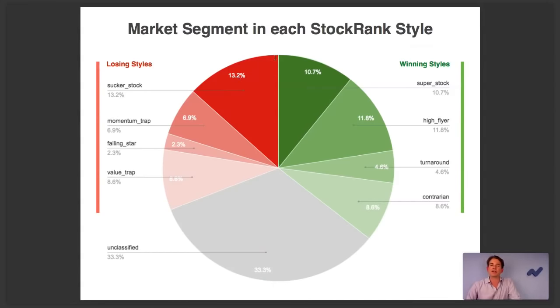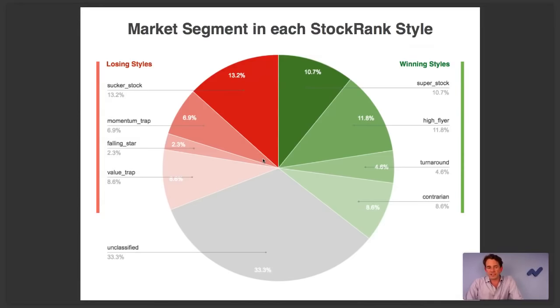Roughly there is about a third in each of three segments. Winning styles is about a third of the market, losing styles a third of the market, and a third of the market in what we call style neutral. And that is very important to remember. There will be a third of the market in this neutral bucket. And all of this is in the guide, and I'll distribute the slides afterwards.